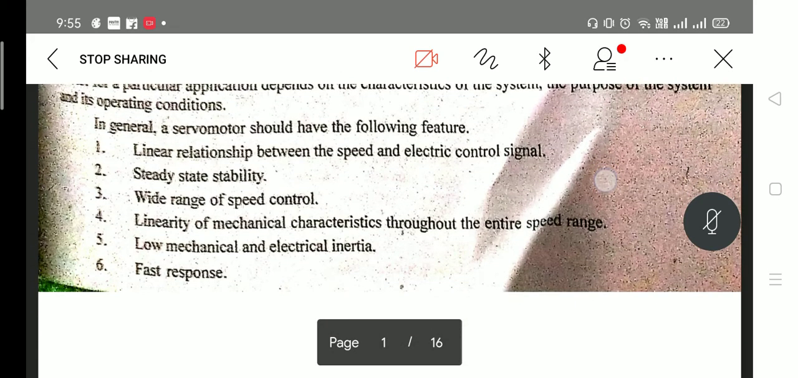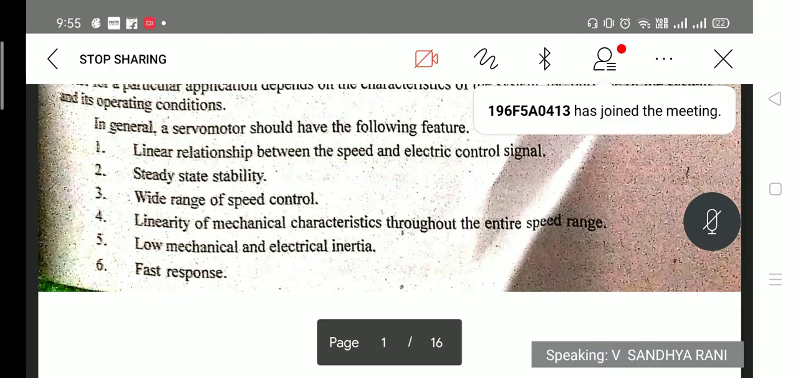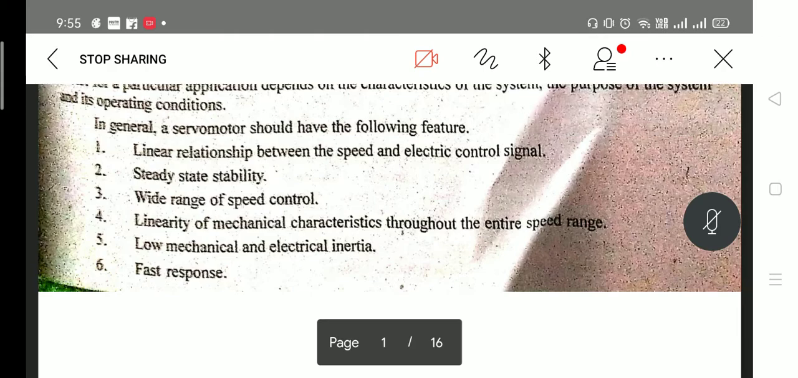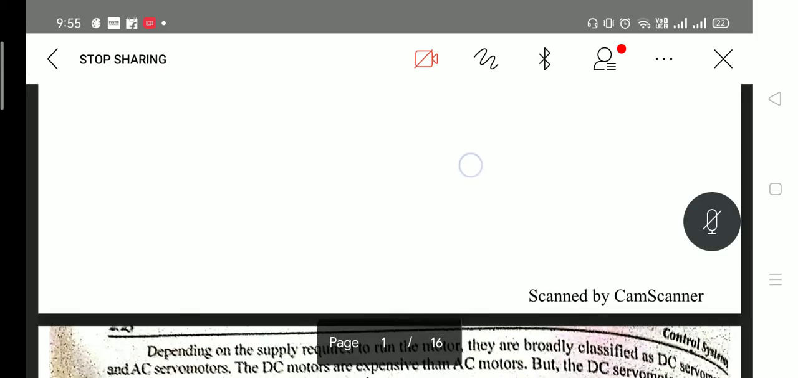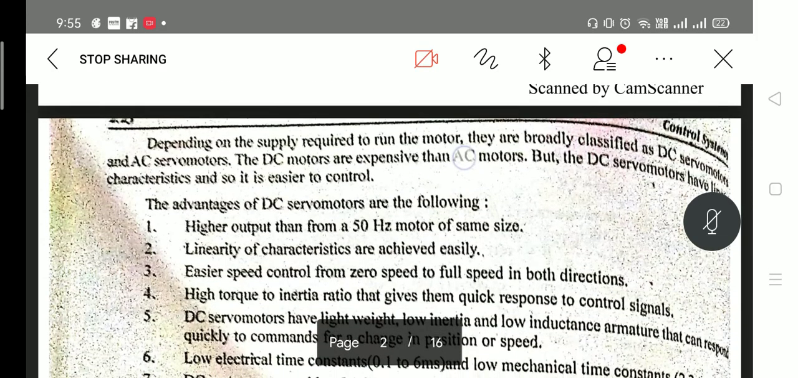Okay. Low mechanical and electrical inertia. Fast response. Within a fraction of time, we can take position to fill the cool drink or cutting, all those things. Okay. These are the features of the servo mechanism.